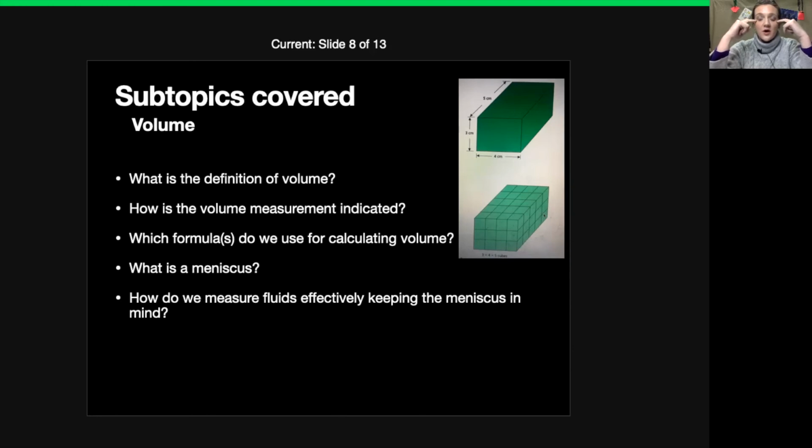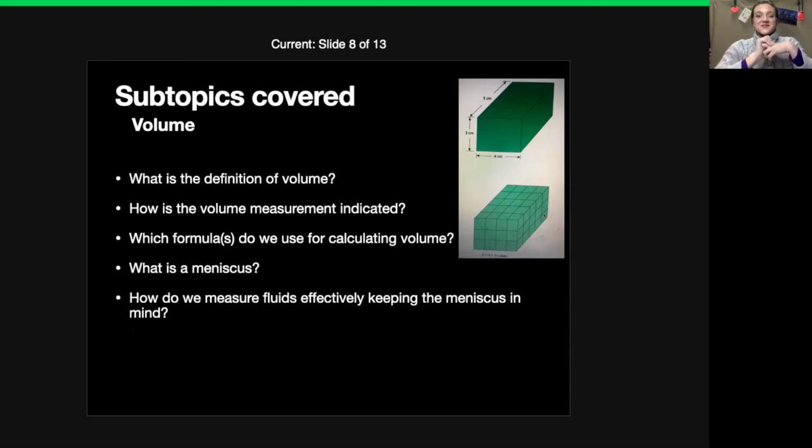If you are eye level with the level of your water glass or your liquid glass, then you will see that each liquid has a different amount of bend to it when you are looking at it at a horizontal straight level. So how do we measure fluids effectively keeping the meniscus in mind? If you have to measure how much liquid you have, or the volume of liquid, you have to keep in mind that there is this bend that you need to take into consideration when you are measuring it.